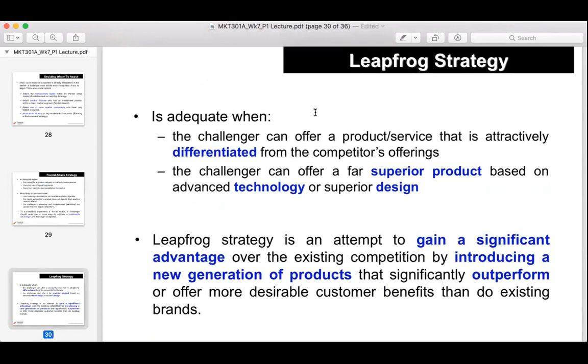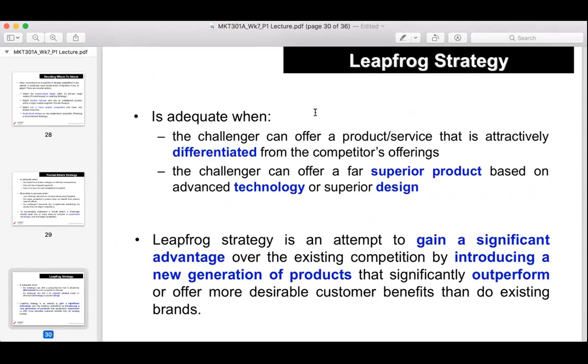A leapfrog is adequate if the challenger can offer a product that is highly differentiated from the competitors' offerings, and the differentiation is actually important for the customers. The differentiated product is basically a better one. So that's leapfrog. When it comes to innovation, as an innovator, we discussed this briefly in the previous module, you are basically offering something better for the customers.